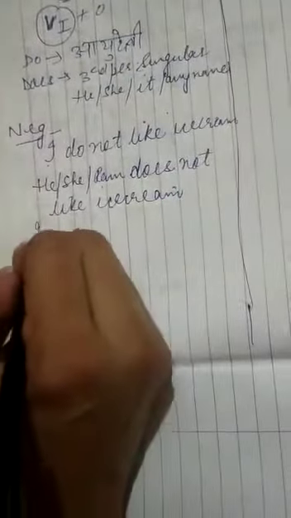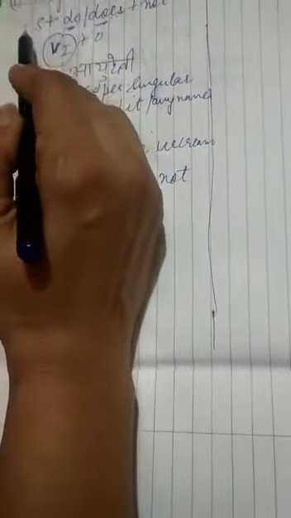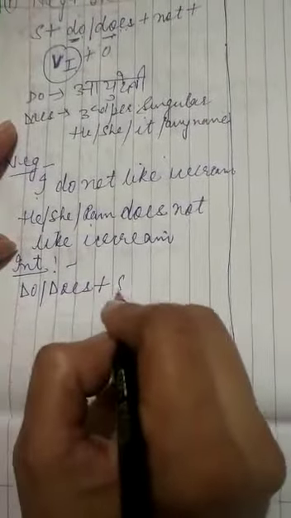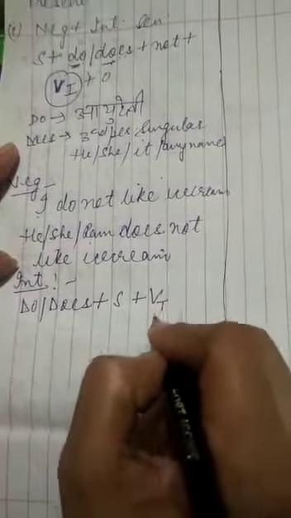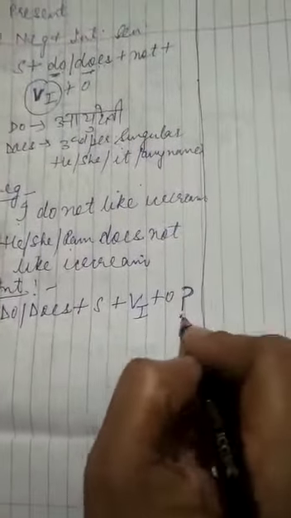Now for interrogative, it is very simple, same. The only thing is that in interrogative sentences, we know that the helping verb, these are the helping verbs, comes before the subject. So the rule will be do or does, then comes the subject, then first form of the verb, object, and a question mark at the end. Don't forget to put a question mark.